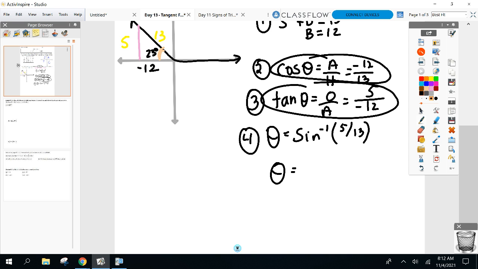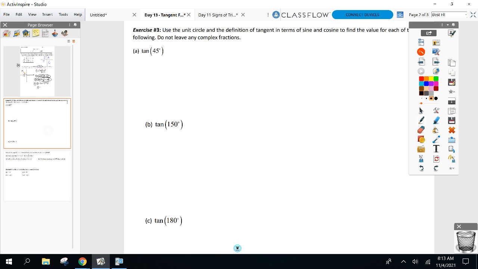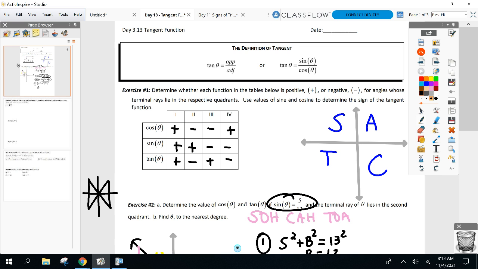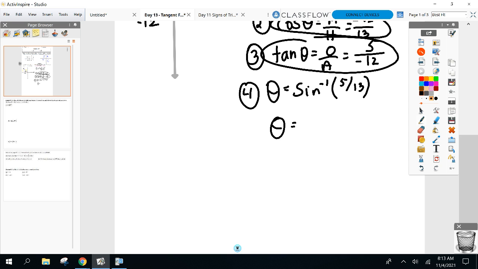Talk it over. Let's go. How do I get that angle if I know the reference angle's 23? What are you guys doing to find the actual angle? 180 minus, in this case, 23. So that angle is going to be 157.